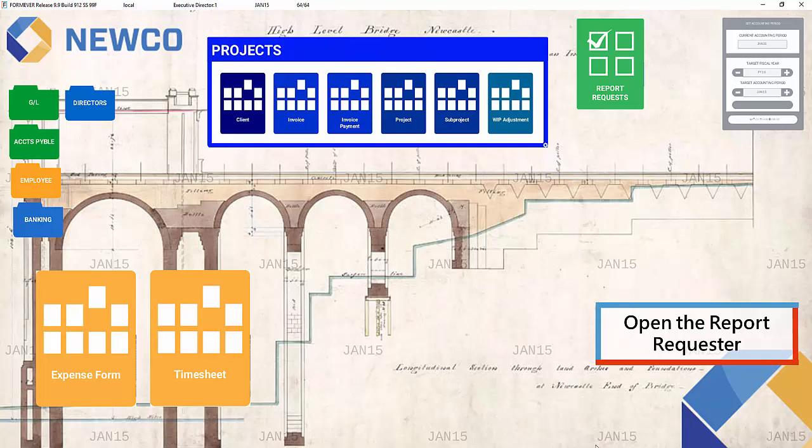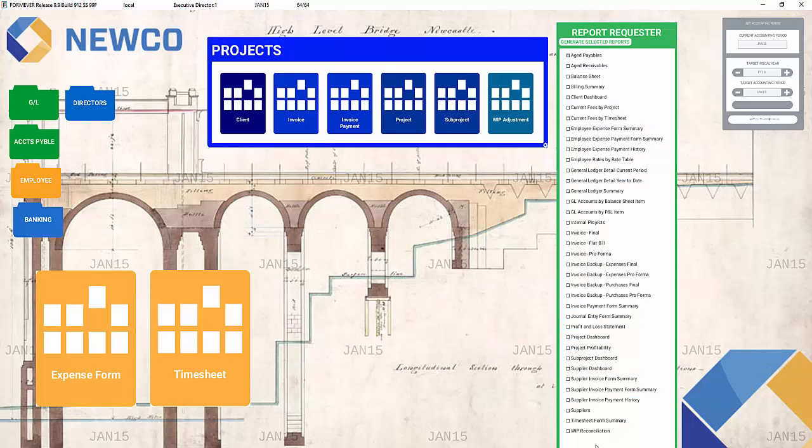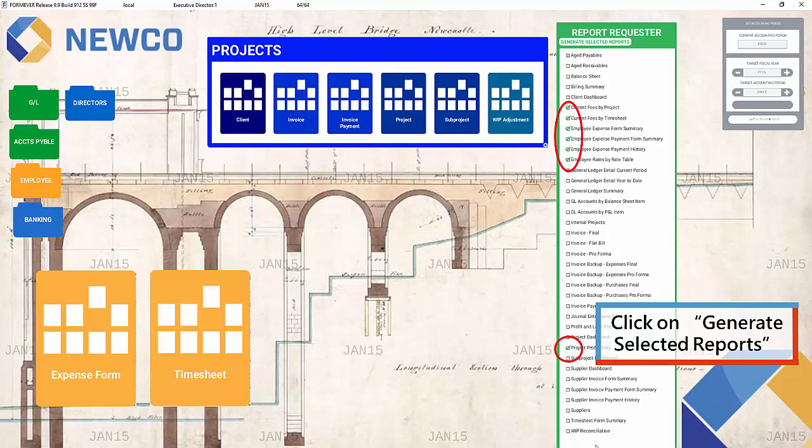And of course, we can also get a different report view of the same data by running a separate set of reports. We click on the Report Requester icon to open up the selection list of firm-wide reports. We can select multiple reports at the same time by checking multiple boxes. With a report like Current Fees by Timesheet and Expense Payment Summary, we can get an overall picture of time and expenses. After checking the boxes, we click on Generate Selected Reports to produce them.